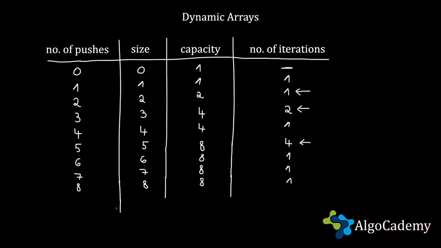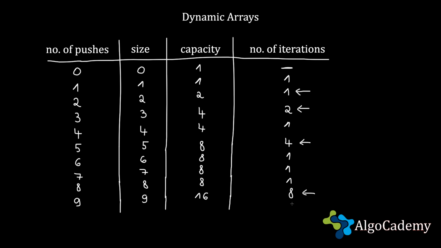And now on my 9th push, size equals capacity. We have to do all that extra stuff. The capacity gets doubled. It's now 16. The size gets increased, it is now 9. And the number of iterations is, what was the size of the array? 8. And we have an arrow.